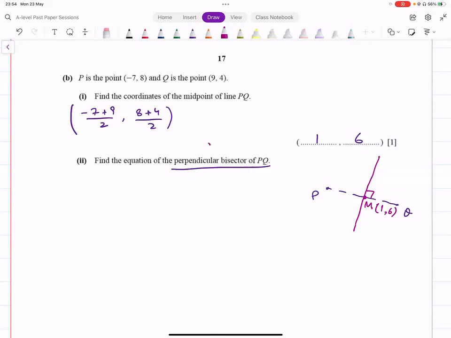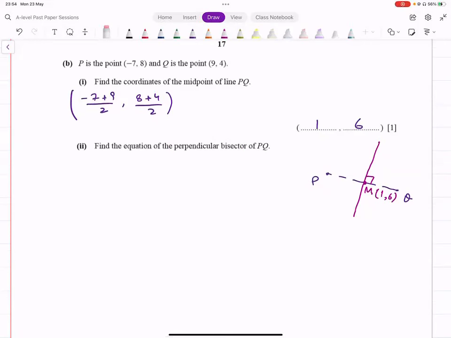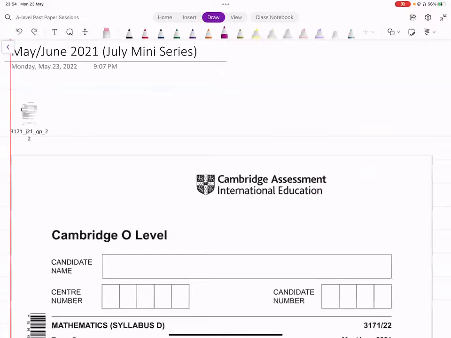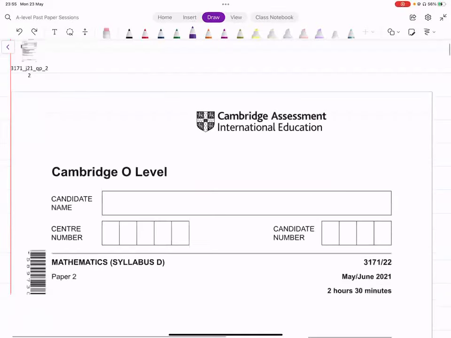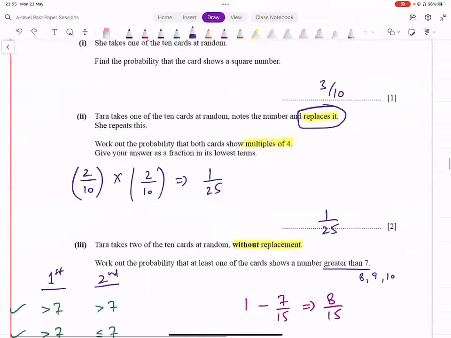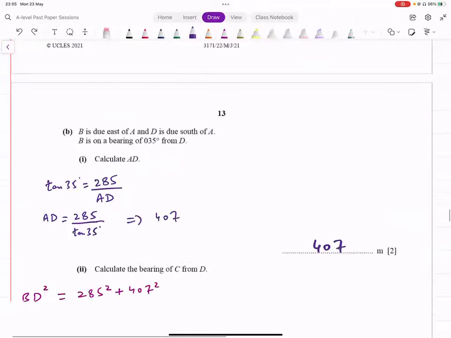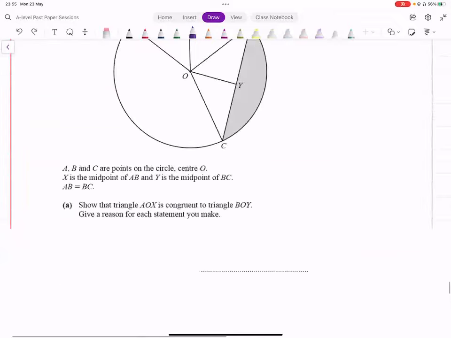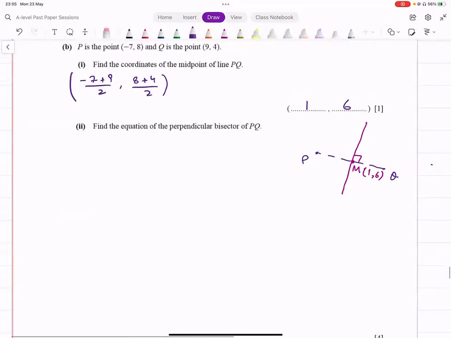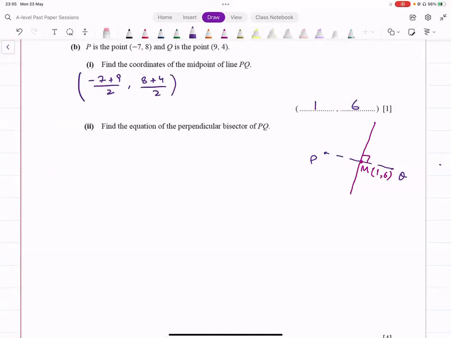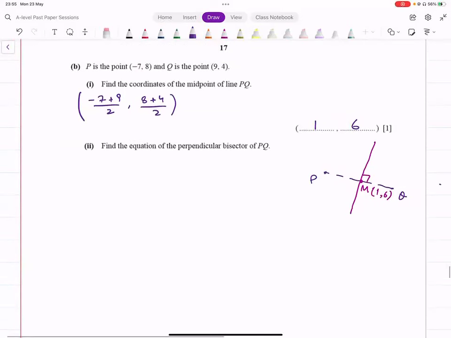You already have the midpoint. Equation of perpendicular bisector is a straight line, right? Straight line की equation के लिए आपको क्या चाहिए होता है? You need 2 things: gradient and a point. Point तो आपके पास already आ गया, 1, 6. You already have this point 1, 6. Gradient चाहिए. That's the only other thing that you need. Okay, sorry. Let me go back there. Okay, so point आपके पास आ गया, आपको सिर्फ gradient चाहिए. Gradient कैसे निकालेंगे? हम PQ का gradient निकाल लेते हैं पहले. Let's find that. Gradient of PQ.